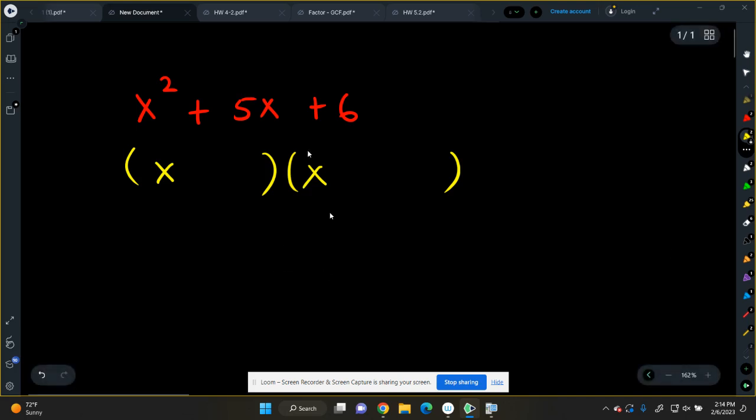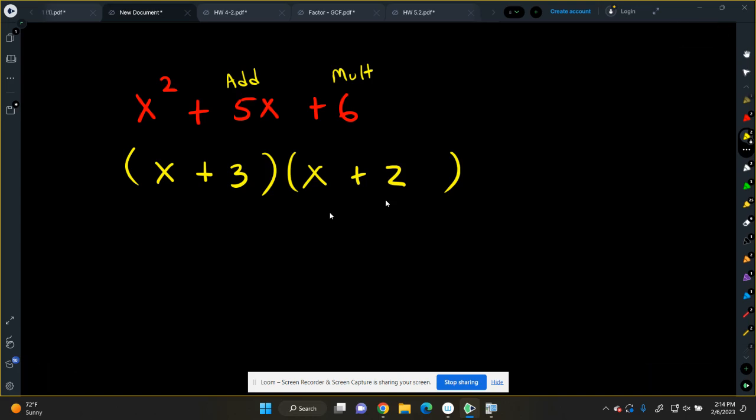Okay, now I'm looking for 2 numbers that multiply to equal 6, but add to equal 5. Give me 2 numbers that multiply to equal 6. Yeah, add to 5. So it's 3 and 2. So we're going to do x plus 3, x plus 2, and we're done. That's it. They get harder, but yeah.